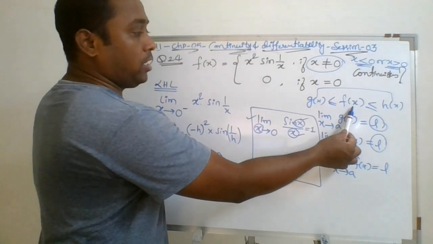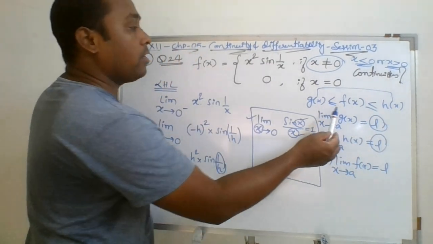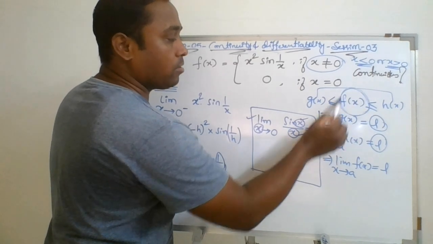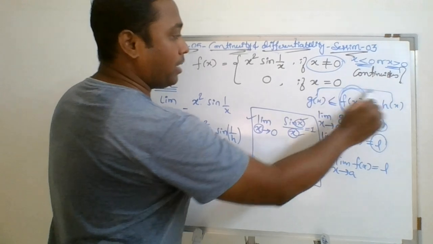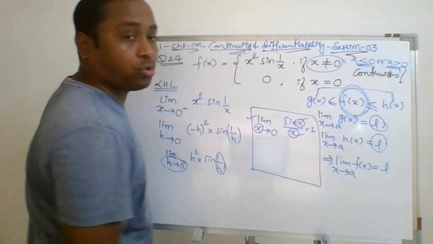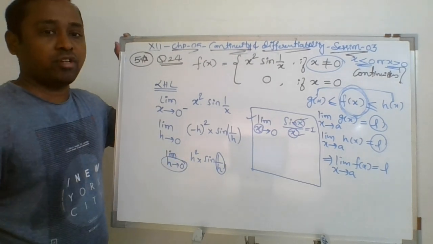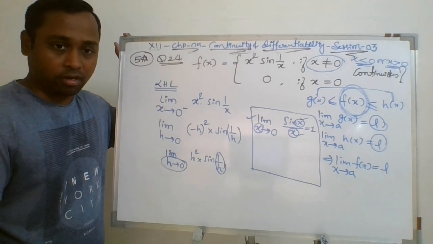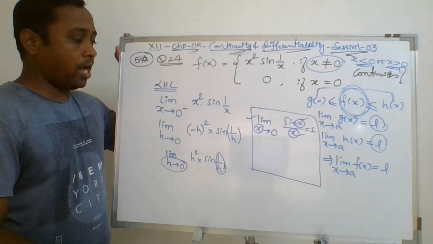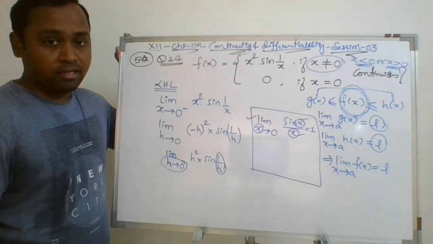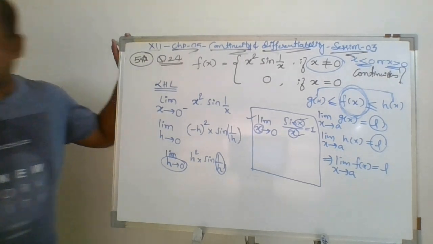So if a function is sandwiched between the two given functions, then the limiting value of this sandwich, the filling in the middle, will also be the same value that the two slices of bread approach. The filling will also approach that same value. This is the general language of the sandwich theorem. With the help of this sandwich theorem, I am going to simplify this question. Now see how this will be helpful.